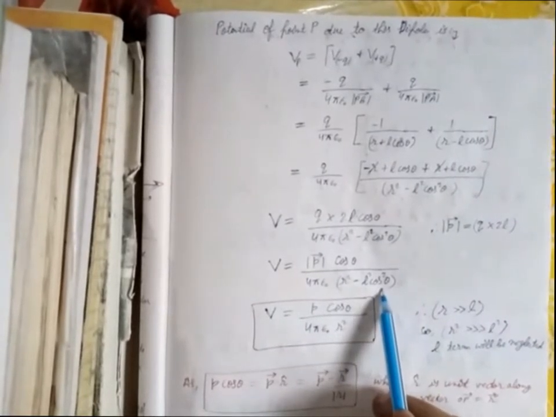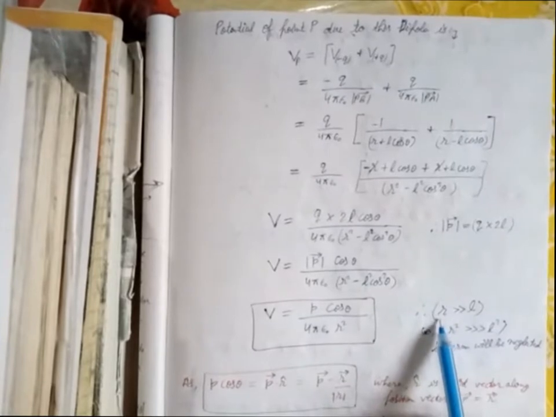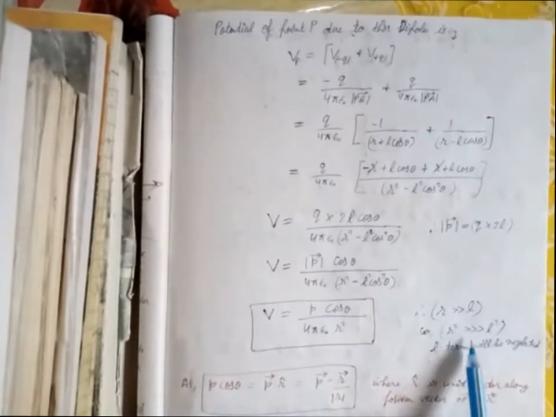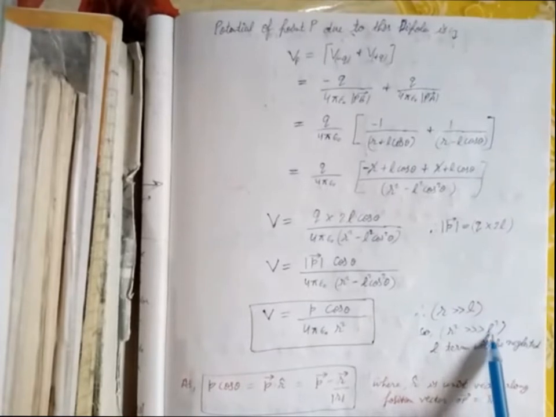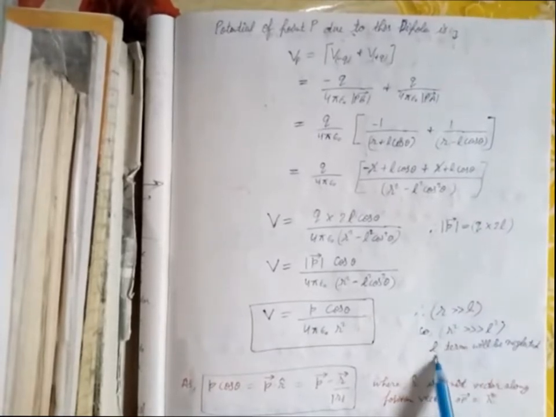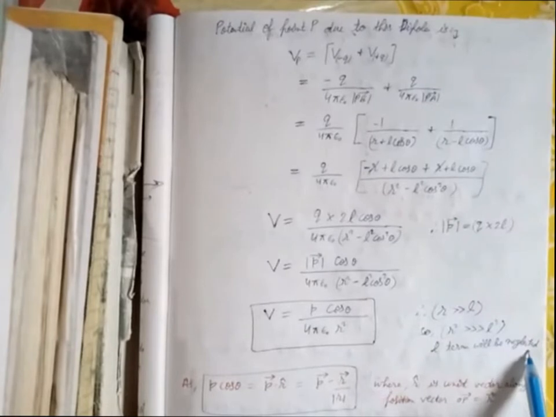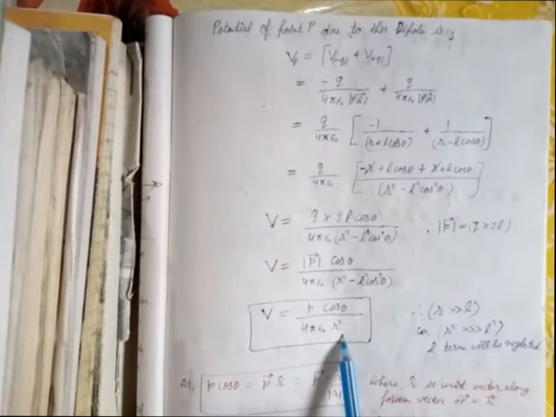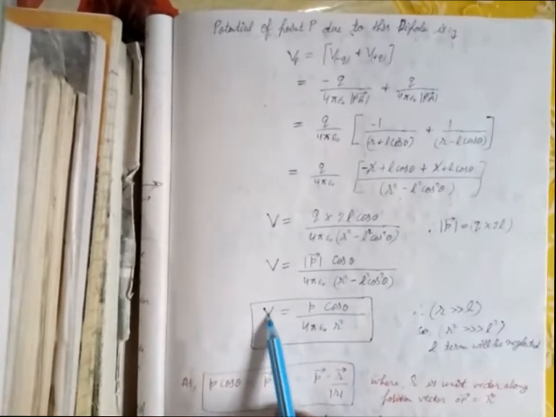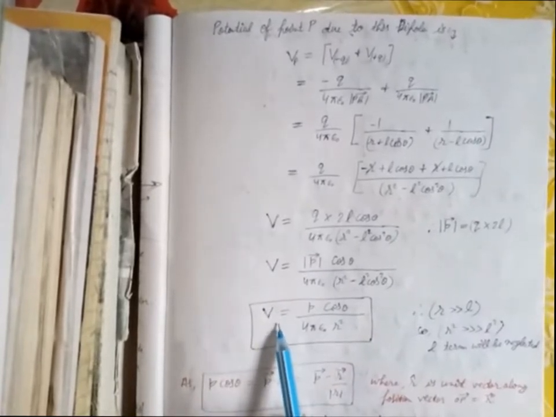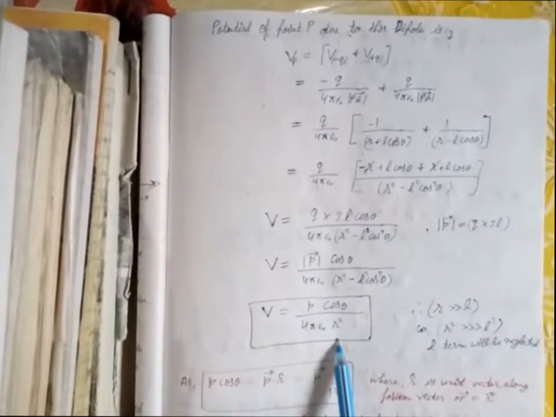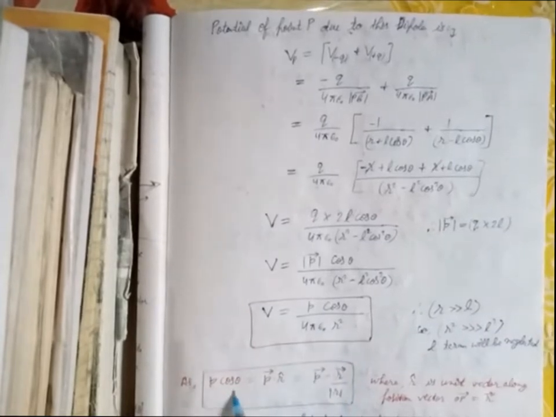Since the dipole is very small compared to the position vector, r is much larger than l, so r square is very large in comparison to l square. So the l term, l cos theta, will be neglected, and we are left with the r square term. Finally the potential V due to the electric dipole is P cos theta upon 4 pi epsilon naught r square.